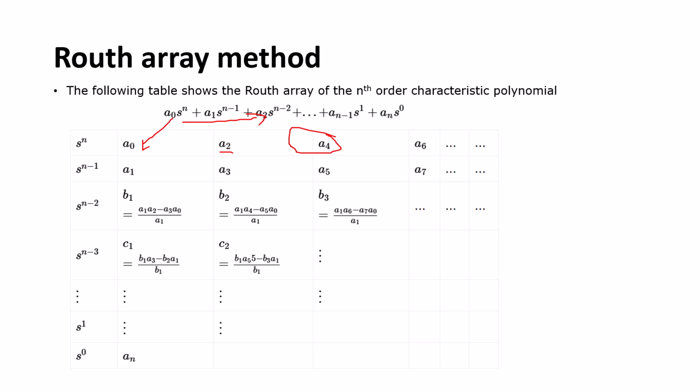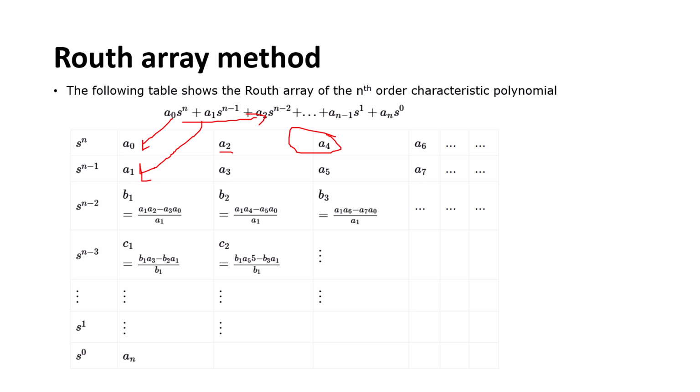Means up to s to the power 0. Then we will write the coefficient of s to the power n minus 1, which is a1. After a1, we will write a3, the coefficient for s to the power n minus 3. So a1, a3, a5, likewise we will continue.